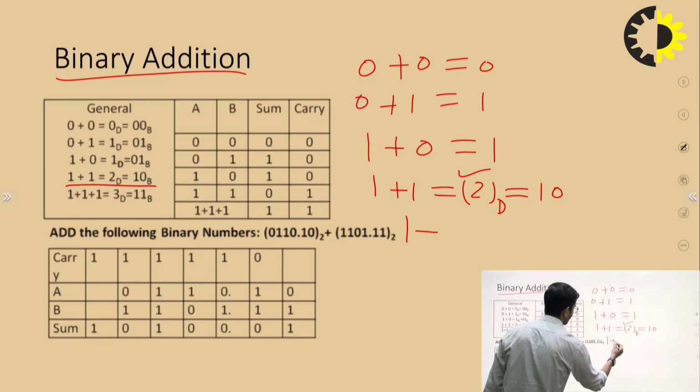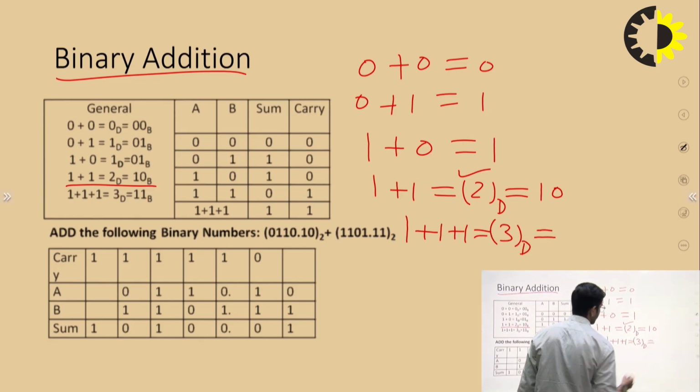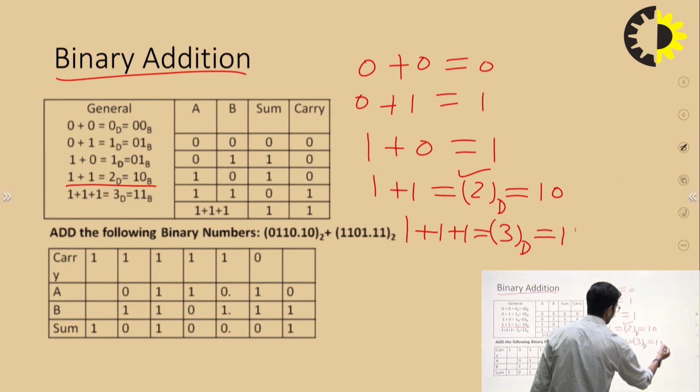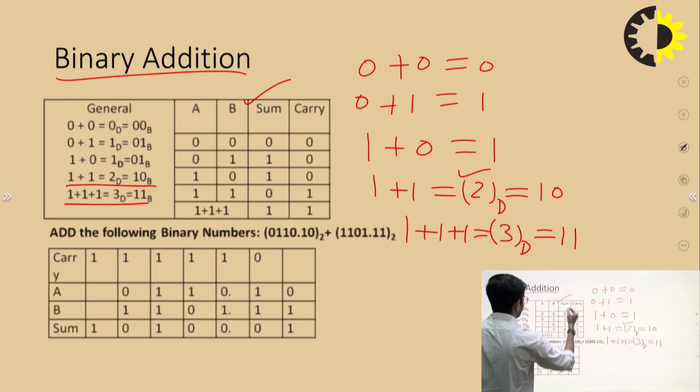If we want to add 1 plus 1 plus 1, in decimal it is 3, and the binary representation of 3 is 1 1. So if we add numbers and three ones appear in the addition, we replace it by 1 1: 1 is the sum and 1 is the carry. That is already written in this table. As we can observe, 1 plus 1 is 1 0, that means 1 is the carry and 0 is the sum. Similarly, 1 plus 1 plus 1 is 1 1, that is 1 is carry and 1 is sum.